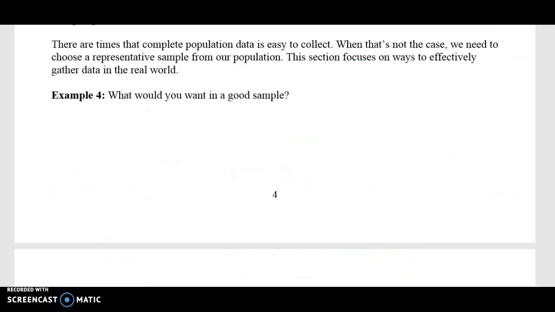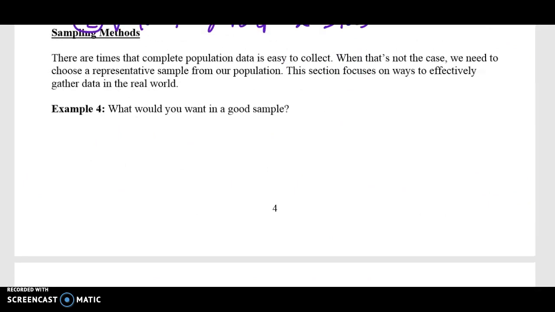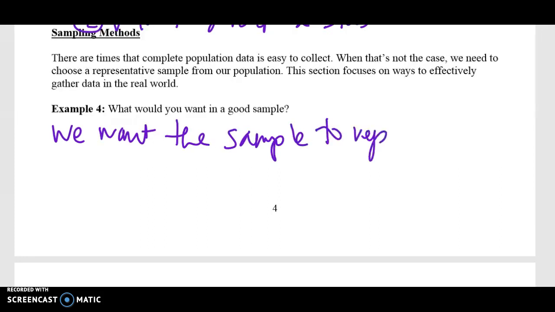Now I think this ties in really nicely to the next example, which says what do we want in a good sample? And essentially we want the sample to represent the population.